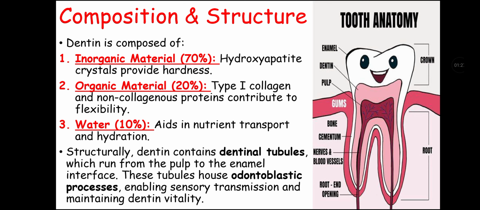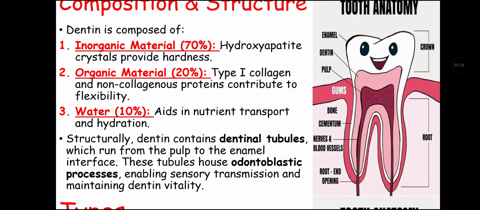Structurally, dentin contains dentinal tubules which run from the pulp to enamel interface, and these tubules house odontoblastic processes enabling sensory transmission and maintaining dentin vitality.